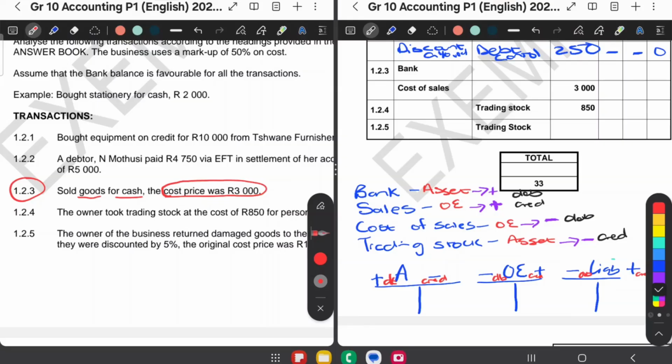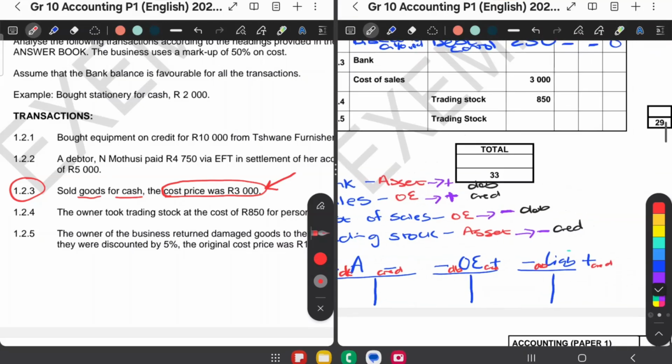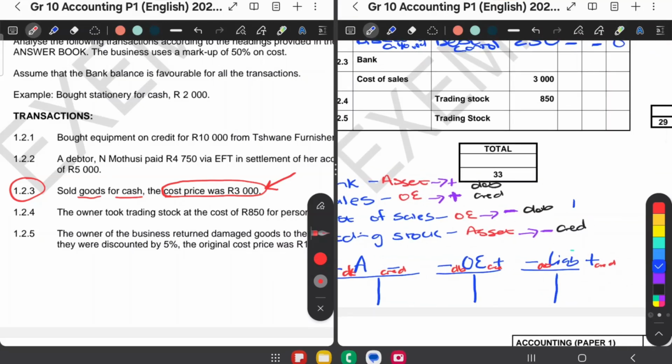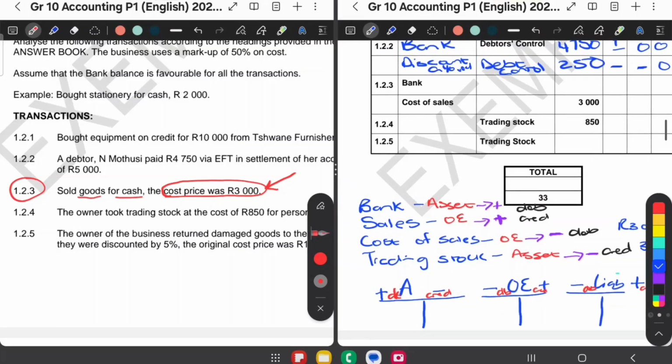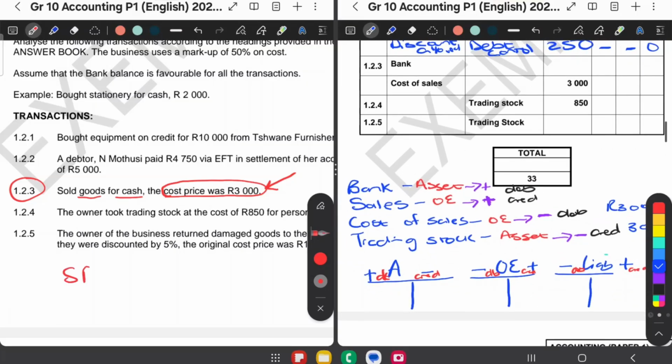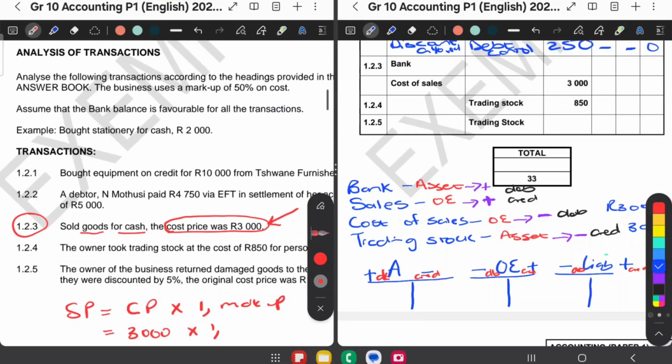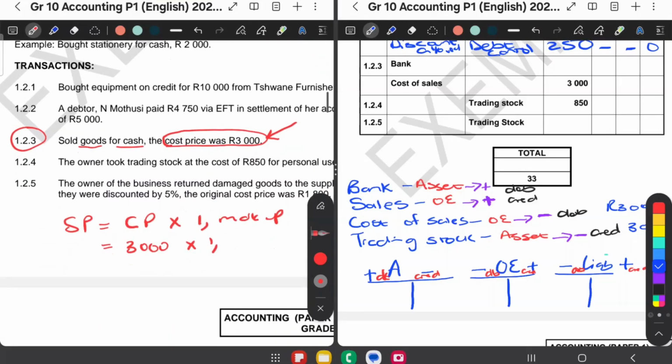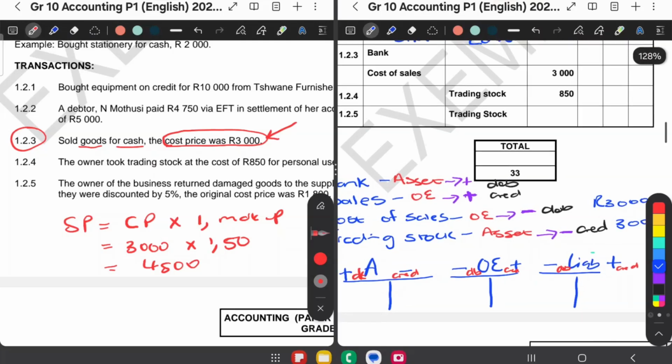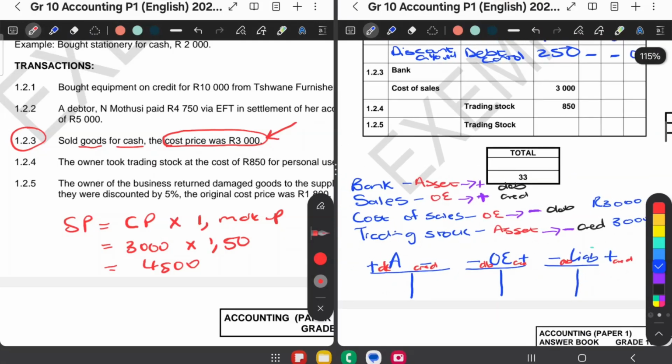Okay, and let's put the amounts down. It says you sold the goods and the cost price of the goods was 3,000. So remember I told you these two will go with cost price, so 3,000 and 3,000. The first two will go with the selling price, so we have to work out the selling price. Selling price is equal to cost price times 1 comma markup. Cost price is 3,000, 1 comma, the markup is 50% on cost. So 50, and this will give me 4,500. So over here, this is going to be 4,500 and 4,500.